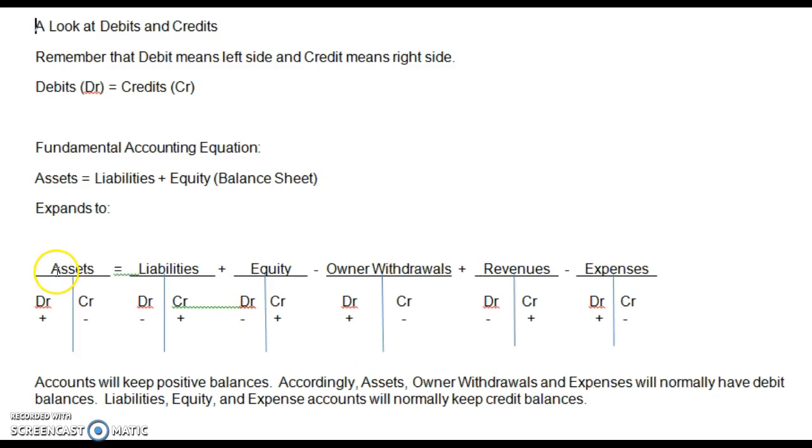So just remember, with assets, a debit is an increase and a credit is a decrease. Liabilities and equity are the mirror image of assets, and then these other three accounts change as equity changes. And just remember, accounts will always keep a positive balance, whatever is positive for them.